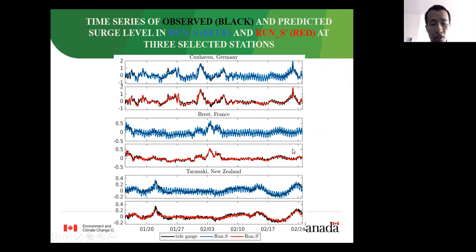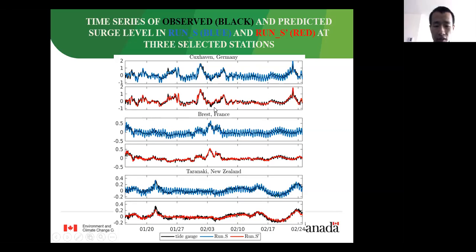This slide further shows the time series for observed and predicted surges in the 2 runs and 3 selected stations. Here the black lines are the observed surges, the blue lines are the surge only run without removing the S2 forcing, and in the red line, the S2 forcing is removed. Clearly we see an S2 component in the blue line, which can reach 40 centimeters at Cuxhaven. Removing the S2 forcing leads to a much better fit with tidal gauge residuals.